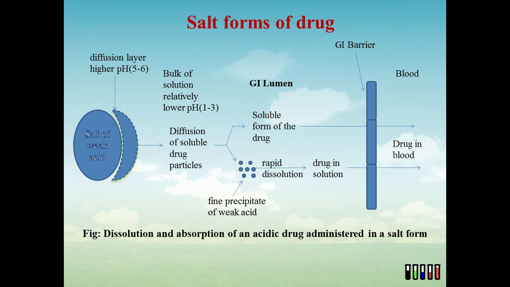This is the figure of dissolution and absorption of acidic drugs. This drug is acidic, that's why you can observe this type of phenomenon: the diffusion layer has a pH of 5 to 6 and the bulk solution has a pH of 1 to 3, then this is possible.